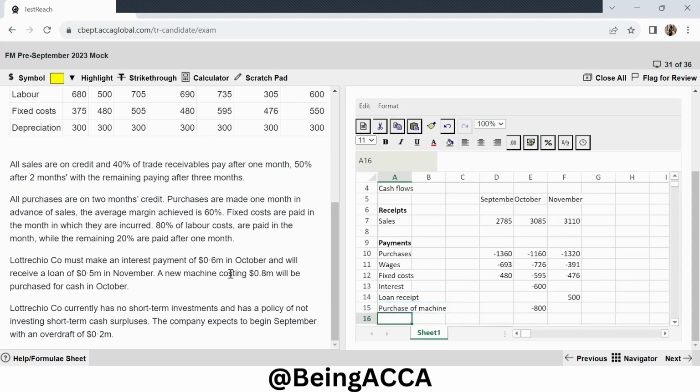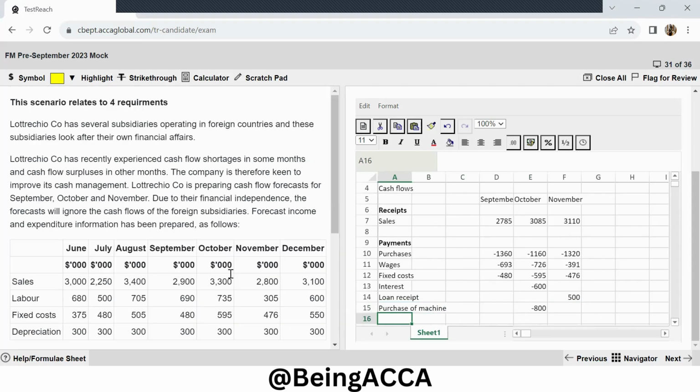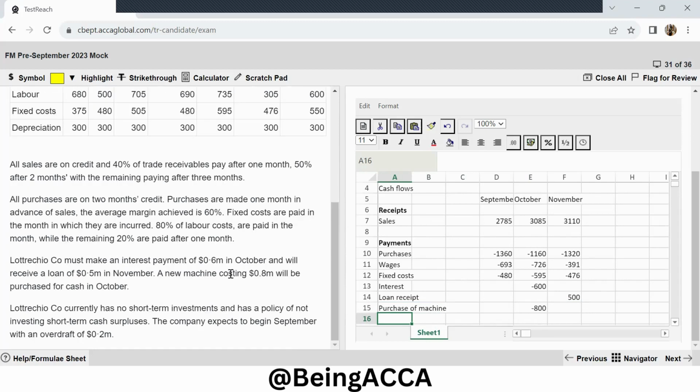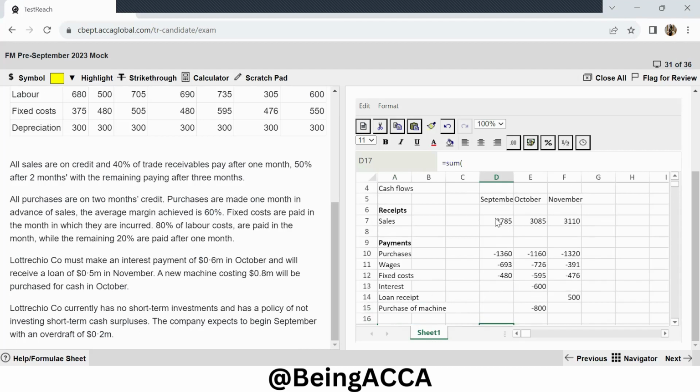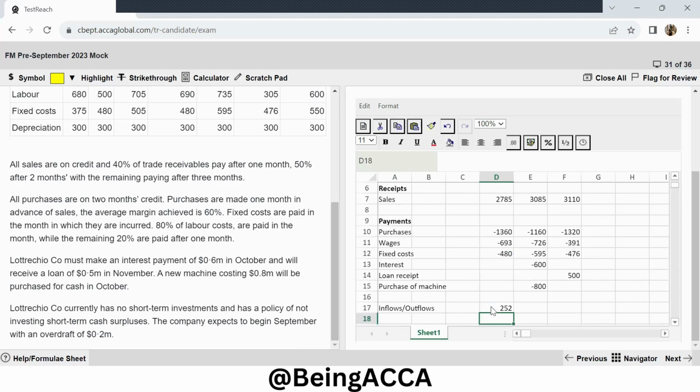Then I'm not going to be putting any depreciation over here, because I am preparing a cash flow statement and depreciation is a non-cash expense. That is why I am not going to be showing any depreciation over here. Now I can find out my net inflows or outflows. I will just put a sum formula over here, and this will start from here and end here.